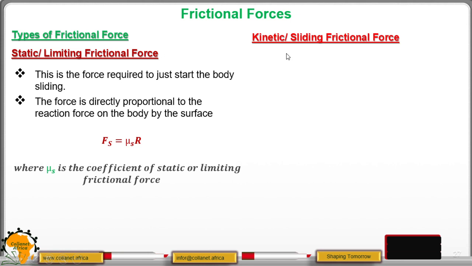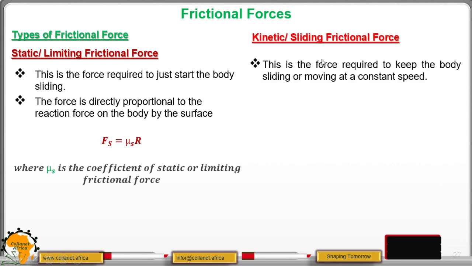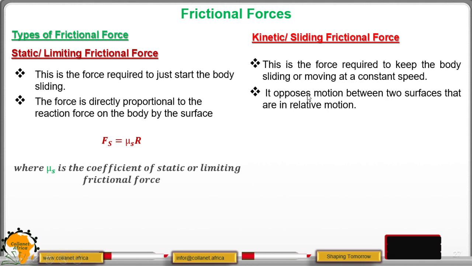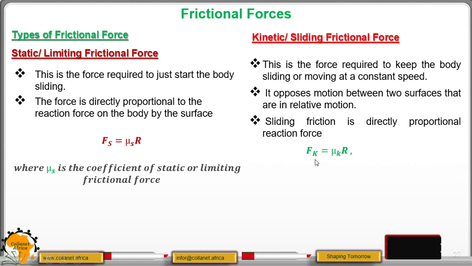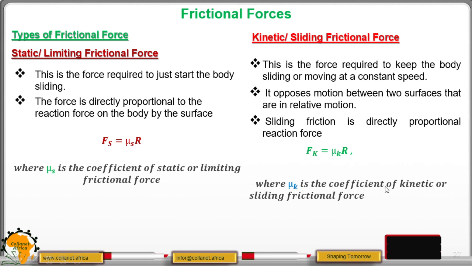Then number two, we have the kinetic or sliding frictional force. This is the force that is required to keep the body sliding or moving at a constant speed, which implies that this force opposes motion between the two surfaces. Therefore, the sliding friction is directly proportional to the reaction, which implies that Fk is equal to mu k R, where mu k is the coefficient of kinetic or sliding frictional force.